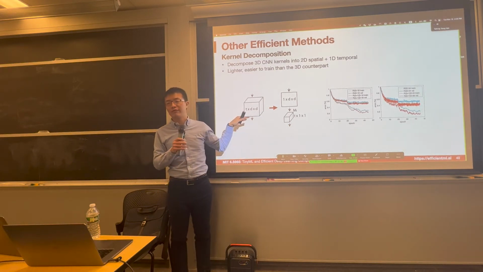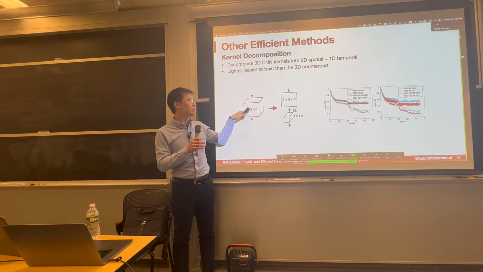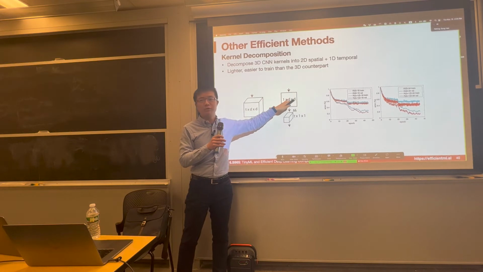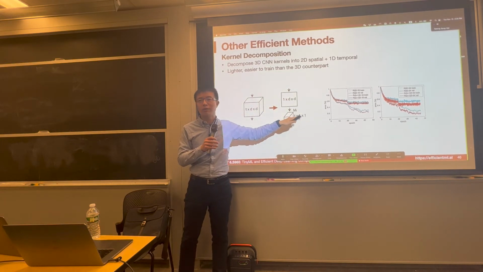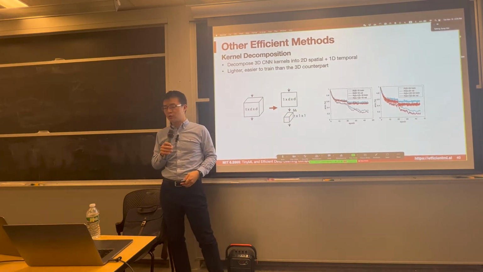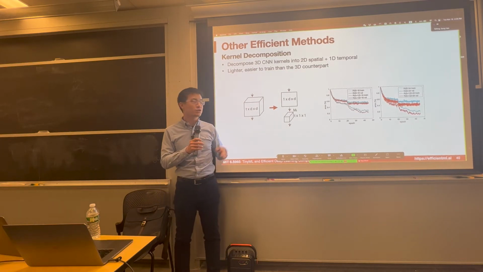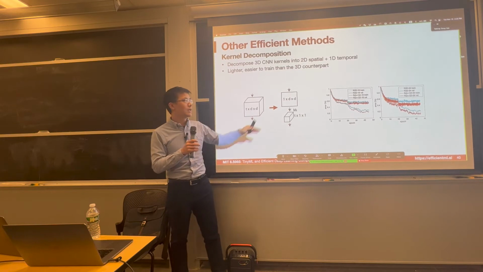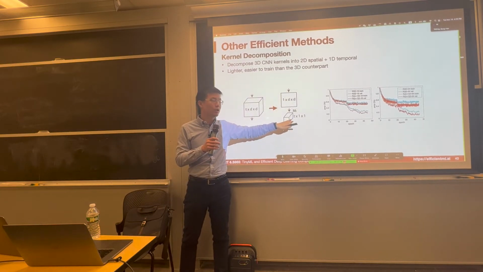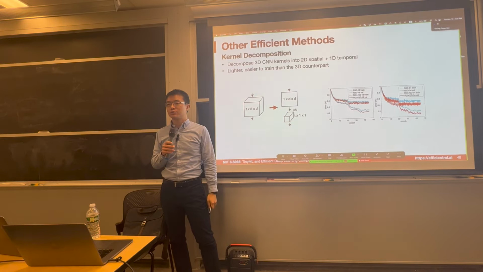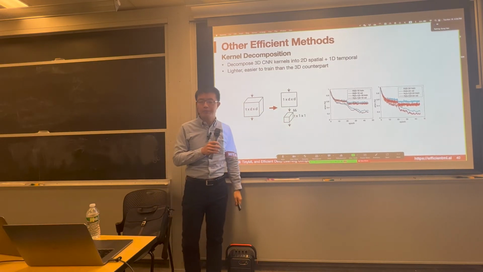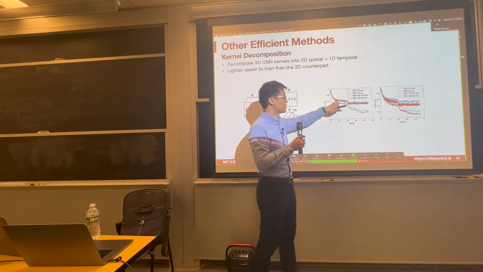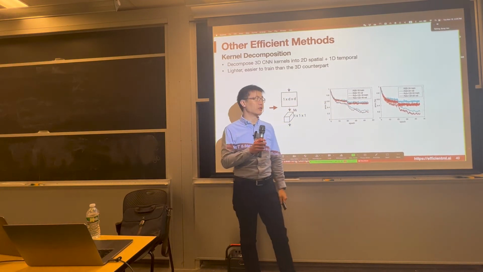So that we can have a lighter weighted module. Previously, say we have 3x3x3. Now we can just have a 3x3 spatial modeling and a 3x1x1 temporal modeling, right? If you calculate the number of weights, previously you have 3x3x3, that's 27 weights. Now you have 9 plus 3 weights, right? It's a much smaller model size. It's lighter weighted, and actually it's easier to train than the 3D convolution.